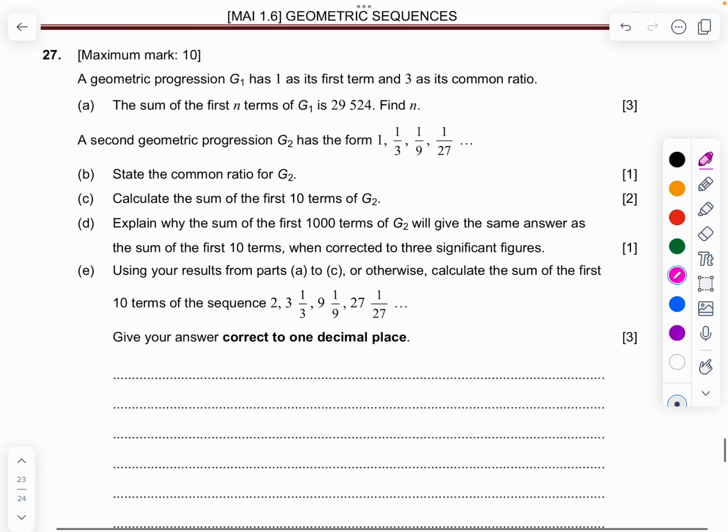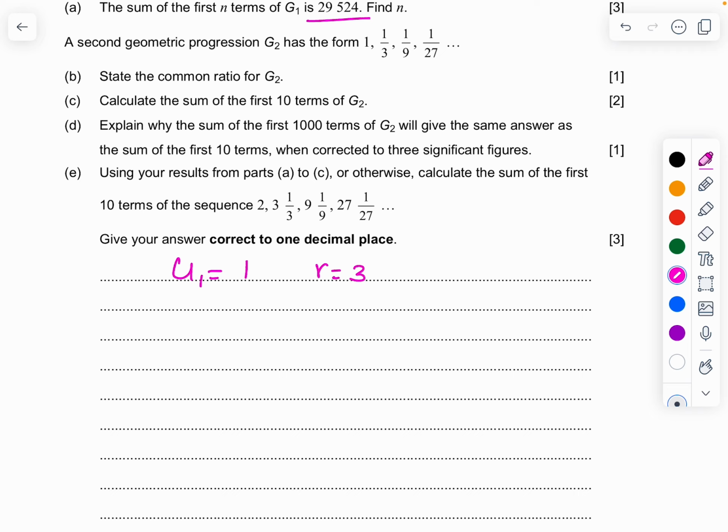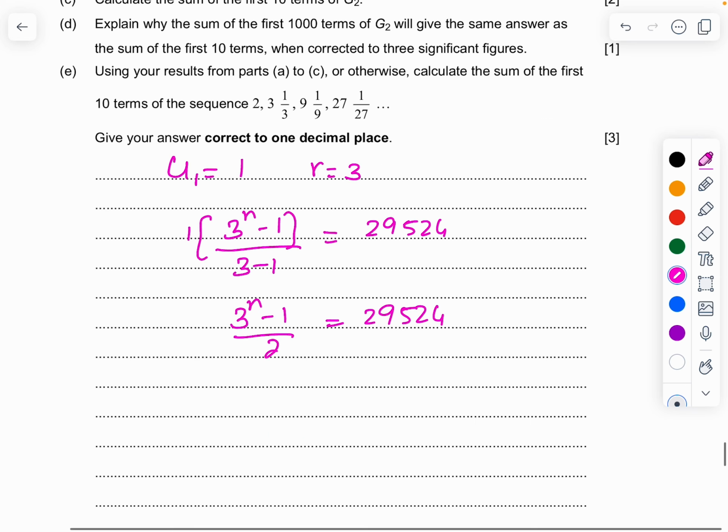Question number 27. A geometric sequence has 1 as its first term and common ratio 3. The sum of the first n terms is 29,524. Find n. So 1 times (r to the power of n minus 1) divided by (r minus 1) equals 29,524. So (3 to the power n minus 1) upon 2 equals 29,524. You can use the calculator and get the value of n as 10.